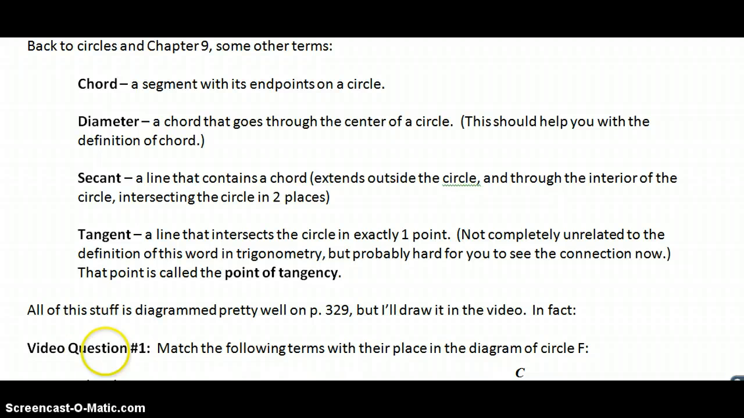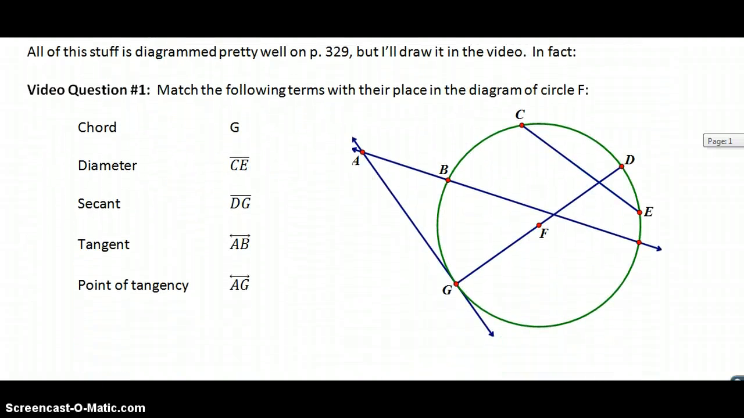I'm just going to have you do this video question now where I talk about these things. You can go back and read this, or you could pause right now and read this, but I'm going to just go through and do this with you. A chord of the circle is nothing to do with music, too bad. Let me go back to my pen here. All right, getting this figured out.